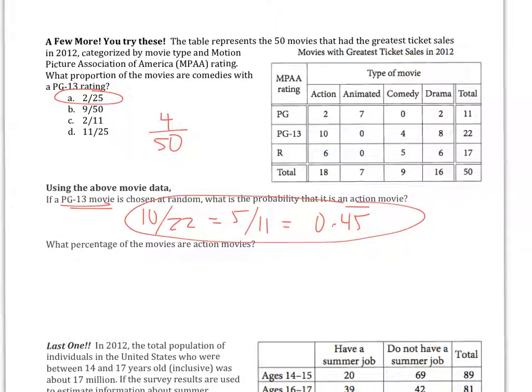Last one, what percentage of the movies are action movies? So out of all 50 movies, 18 of them are action movies. Did you change that to a percentage to answer the question? Yeah. Good. So that should have been 36%.